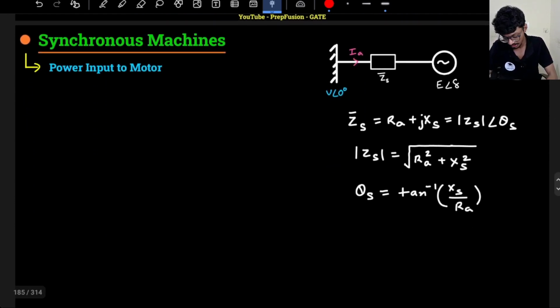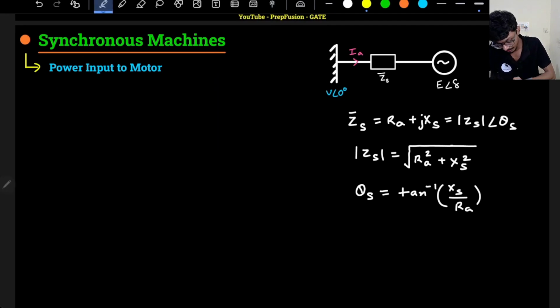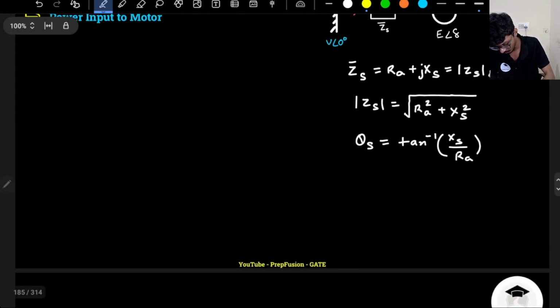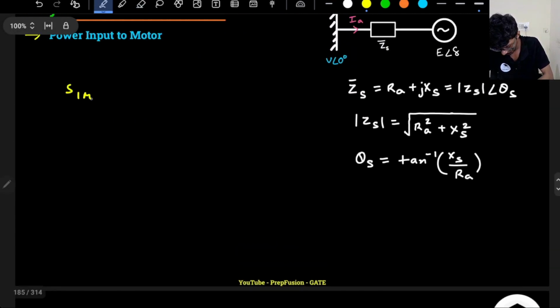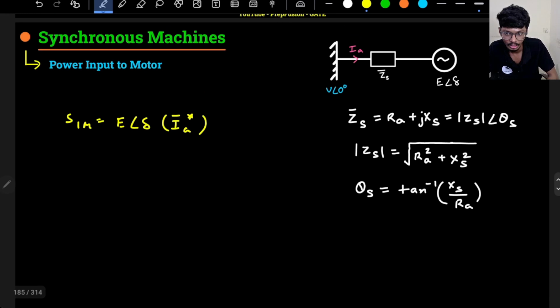So let's first discuss the expression, and derive a few values. What is the expression for power input? Power input to the motor will be, let me first write the apparent power input. Apparent power input to the motor S_IM will be not V_T, it will be E∠δ times I_A conjugate. I_A is some vector quantity.